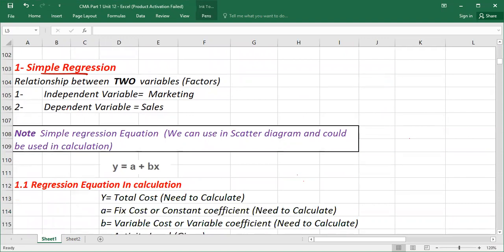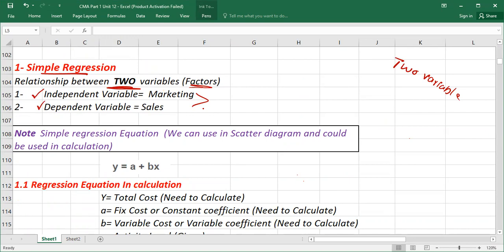So what is simple regression analysis? In simple regression, we will always have only two variables. Only two variables, meaning two factors. And obviously one variable will be the independent variable and the second variable will be the dependent variable. Like the example I gave you, marketing versus sales, in which marketing expense was the independent variable and sales was the dependent variable. Right? So if you have only two variables, that is called simple regression.